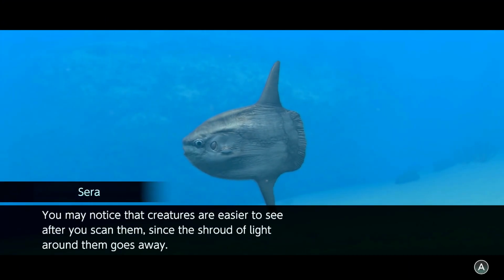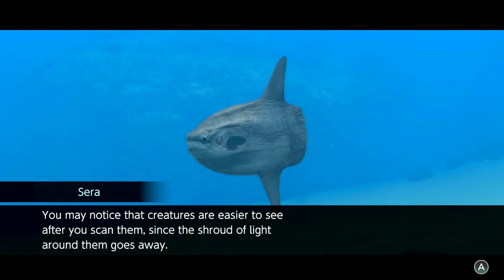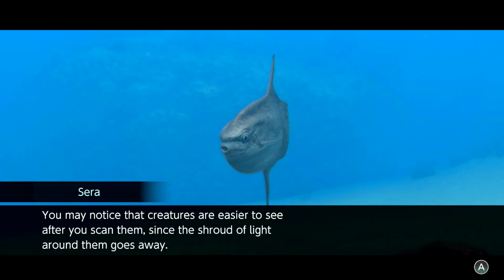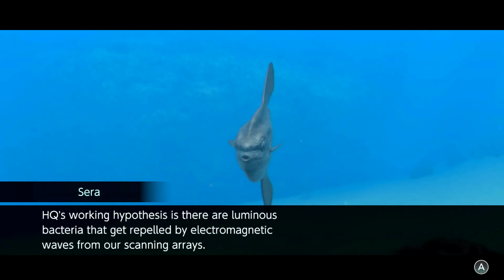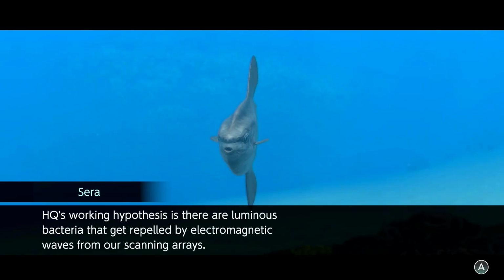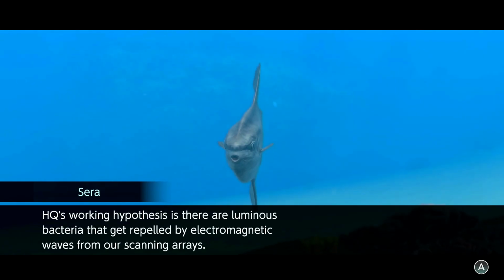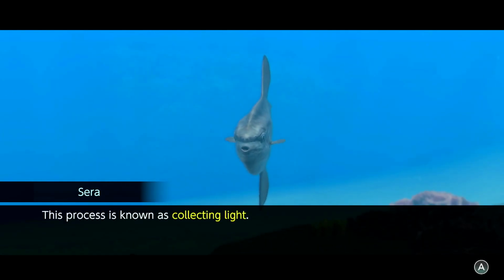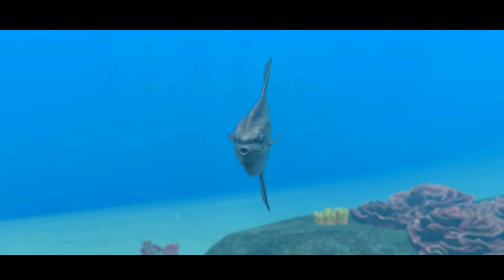You may notice that creatures are easier to see after you scan them, since the shroud of light around them goes away. HQ's working hypothesis is there are luminous bacteria that get repelled by electromagnetic waves from our scanning arrays. This process is known as collecting light.